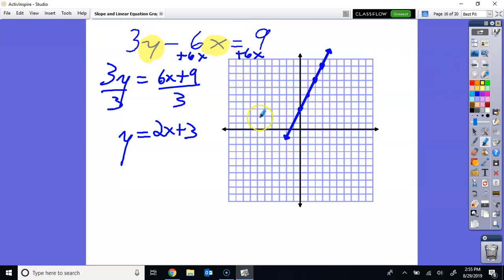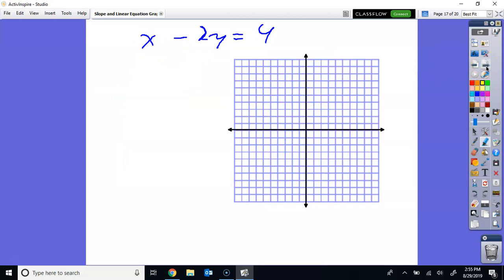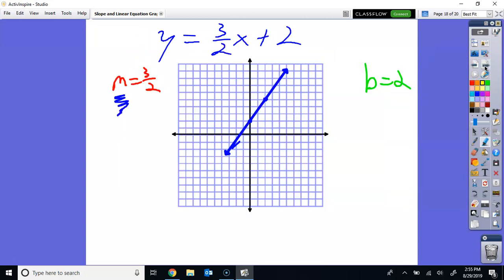And you can also do this with negative slopes. I know the examples that I looked at just now all had positive slopes, but you can do it with negative slopes as well.